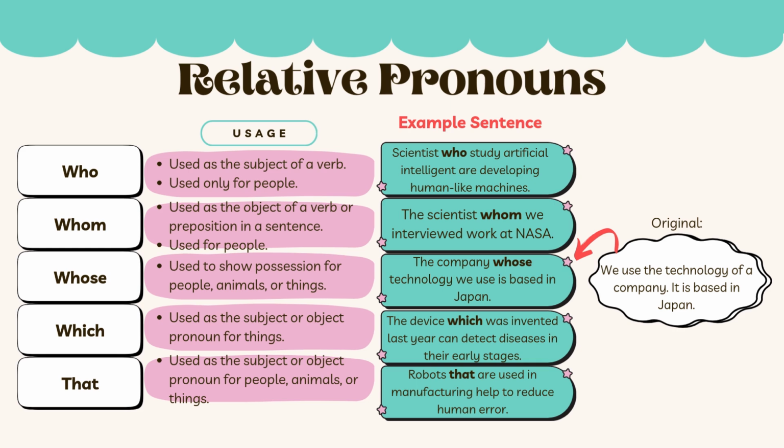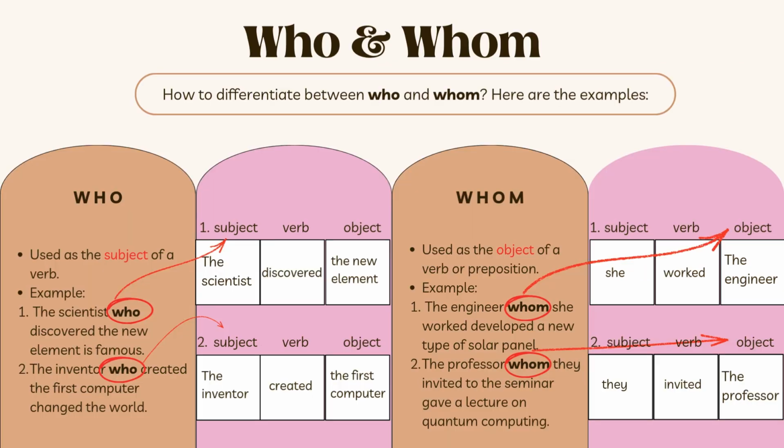Lastly, the word that is used as the subject or object pronoun for people, animals, or things. It introduces a defining relative clause, which means the information is necessary to understand the sentence. For example, robots that are used in manufacturing help to reduce human error. Here, the clause that are used in manufacturing tells us which robots, which means the use of the word that is to give necessary details about the person or things already mentioned.